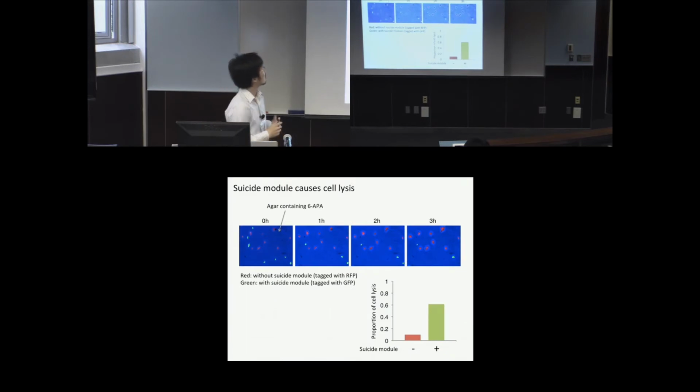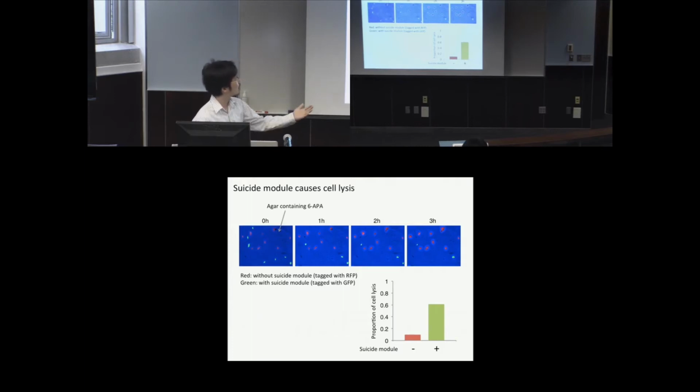The first is the suicide module. Here I'm showing time-lapse movies of cells, green with the suicide module and red without it, on agar containing the antibiotic 6-APA. The expectation is that green cells will lyse in response to 6-APA, but red cells won't. And that's what I saw. Over time, you see the number of green cells decreasing. I quantified it, and it was consistent with this movie.